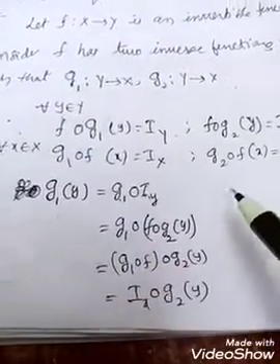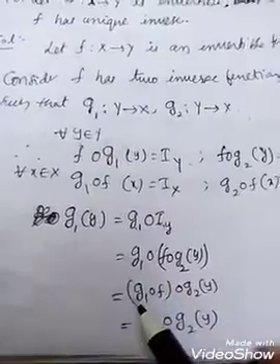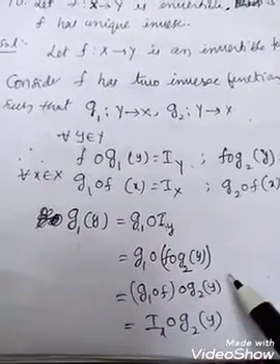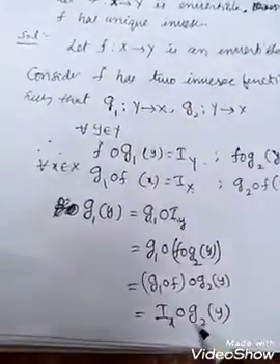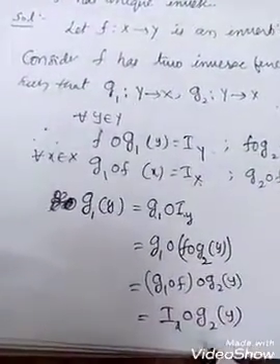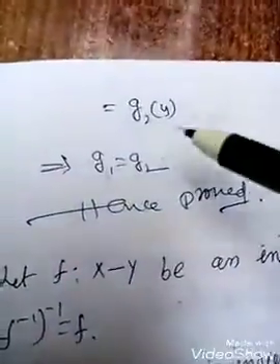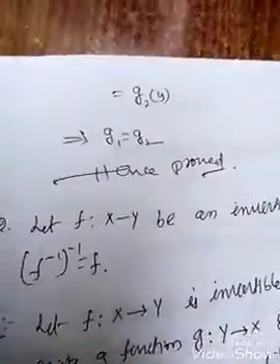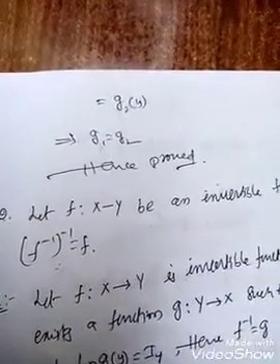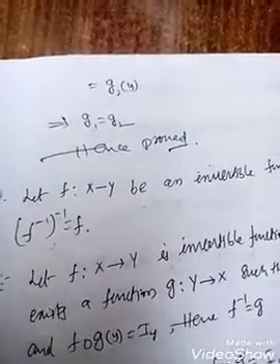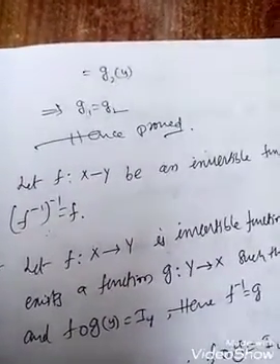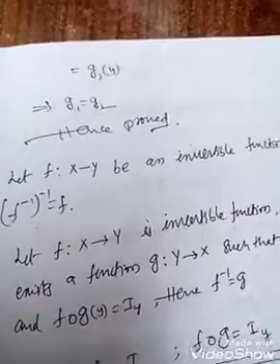Now this is the associative law. By using the associative law, g1 circle f circle g2. What is g1 circle f? g1 circle f is ix, circle g2. Now this is the identity function. Ultimately, you are going to get g2 of y. That means g1 is equal to g2. We assumed two inverse functions, but finally both are the same function. That means for any function, if the inverse exists, it is unique. Hence proved.